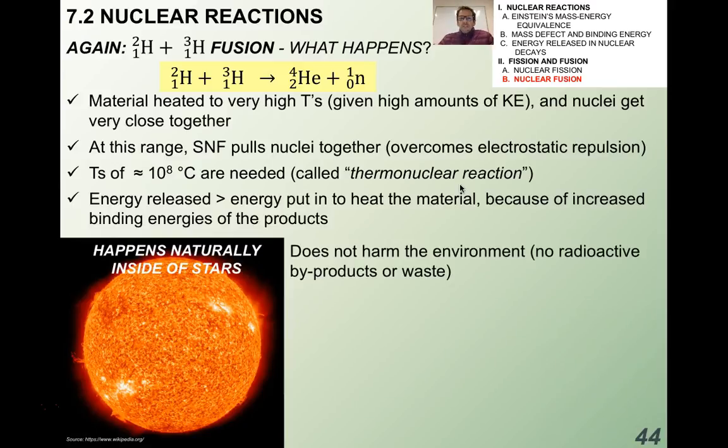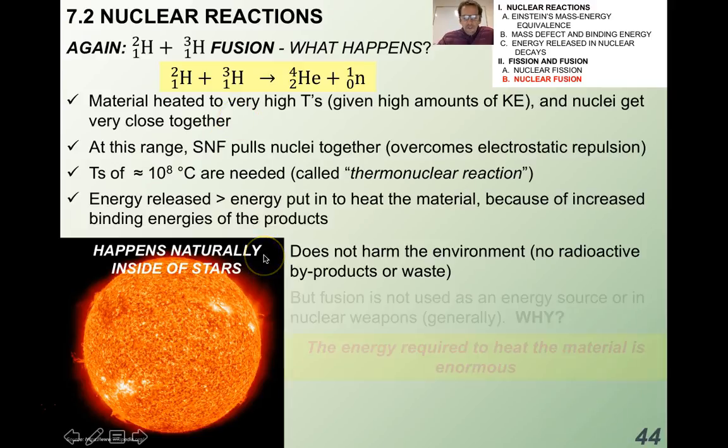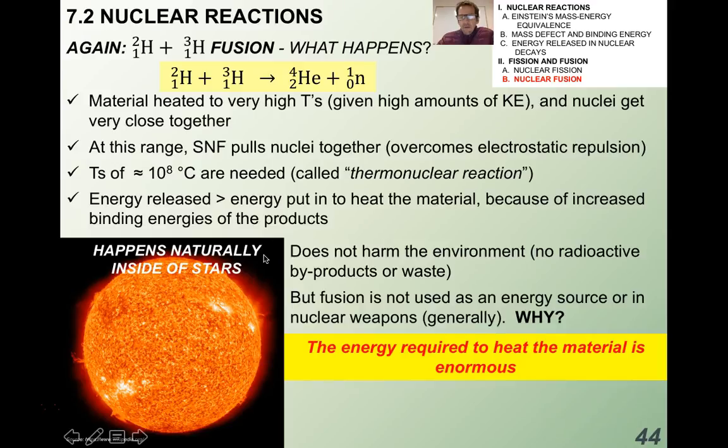Now, fusion doesn't harm the environment because there are no radioactive byproducts or waste. And fusion occurs naturally inside of all stars, okay? Now, fusion is not used as an energy source, and the reason is that the energy required to heat the material is enormous, and it's not cost effective. It's not a good deal in terms of the energy put in and the energy benefits that you get out, okay?